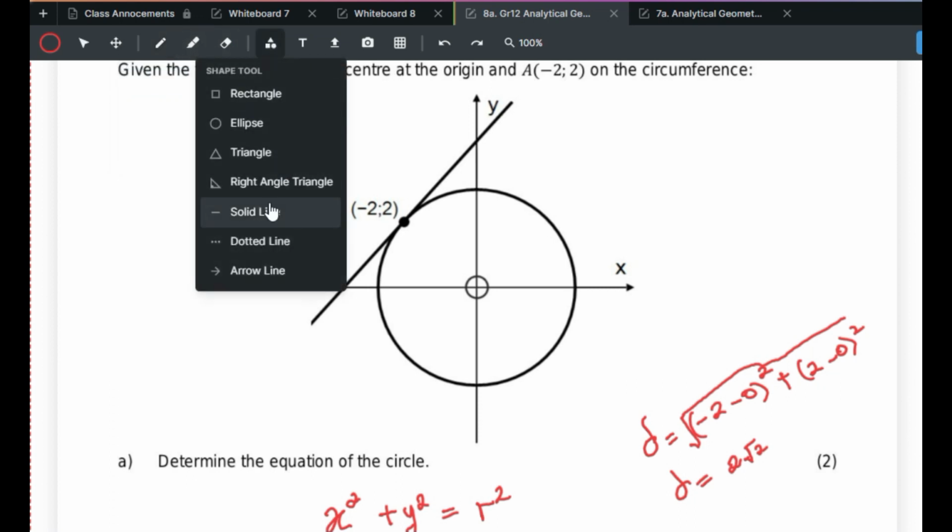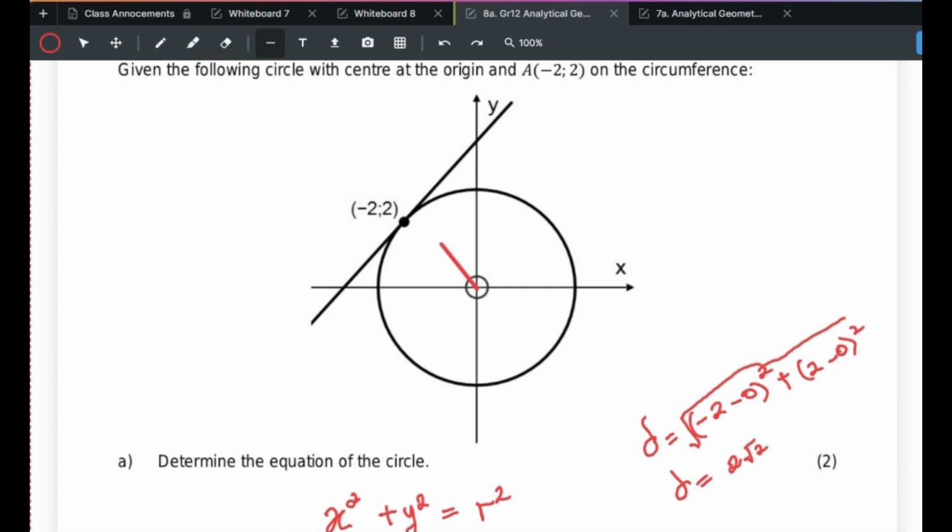So let's draw this real quick. You're saying that this line over here is perpendicular to that one there. Why are we doing this? So that we get the gradient. We know that the product of the gradients of these two lines is equal to negative 1. So if we get the gradient of the radius, we can get the gradient of the tangent.